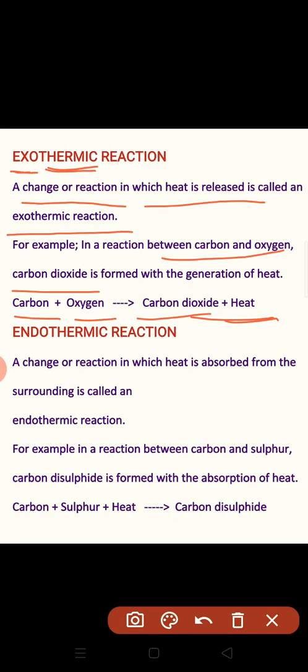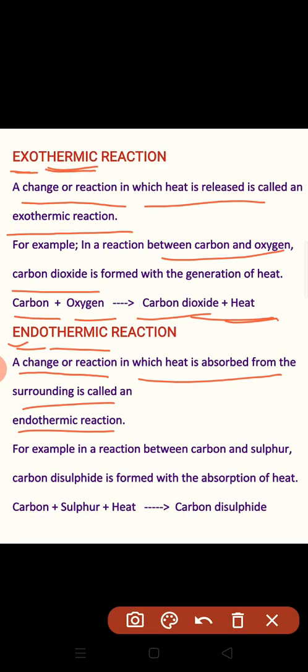See another one, or the second type of reaction, the endothermic reaction. Here endo means inside and thermic means relating to heat. So if heat is absorbed, or you can say while in a chemical change or chemical reaction, if heat is absorbed from the surroundings, then it will be called an endothermic reaction. Endo means inside. It means that the reactants are absorbing heat inside themselves. So this will be called an endothermic reaction.